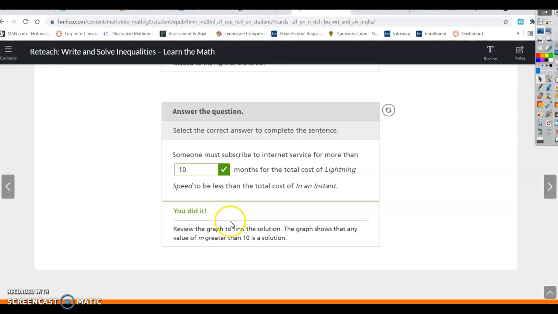So that's a little bit about inequalities. If you have any questions, please let me know.